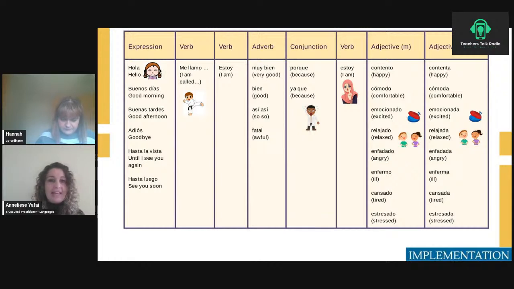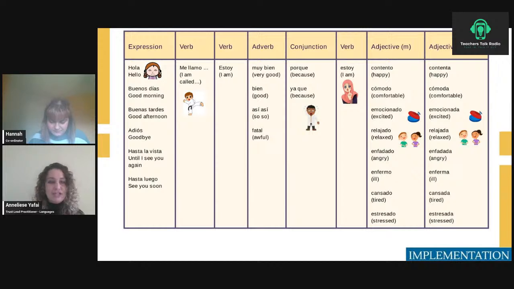Some of the best practice that I've seen is this being done in a register. It's a really simple way to do it. When the students come in the morning or in the afternoon, they do a register, and they read out, for example, hola, me llamo Bob. Estoy muy bien porque estoy contento, and then they'll carry that on. When that's done regularly as a systematic process, it's very quick. It doesn't take much longer.